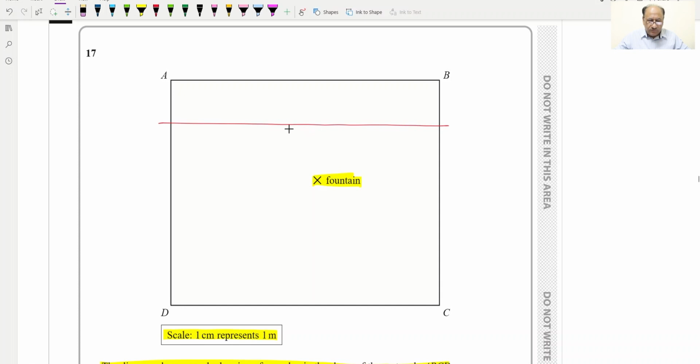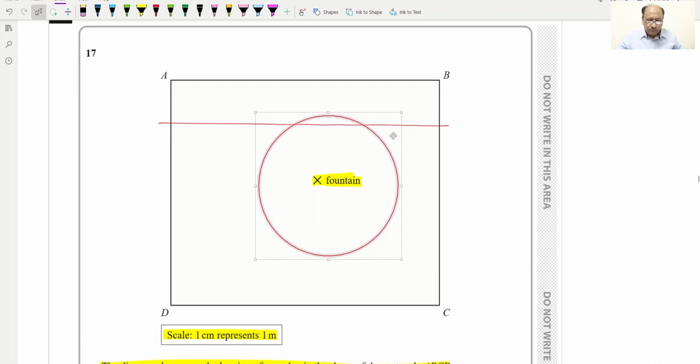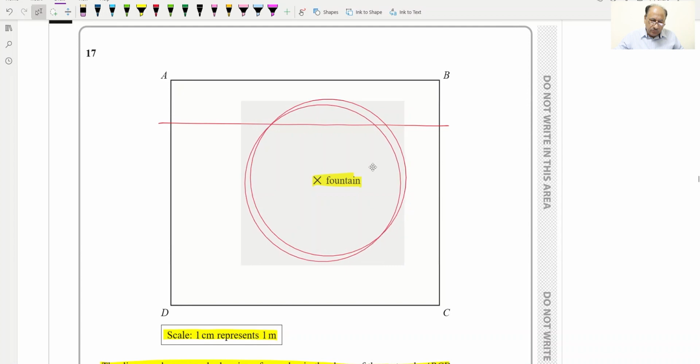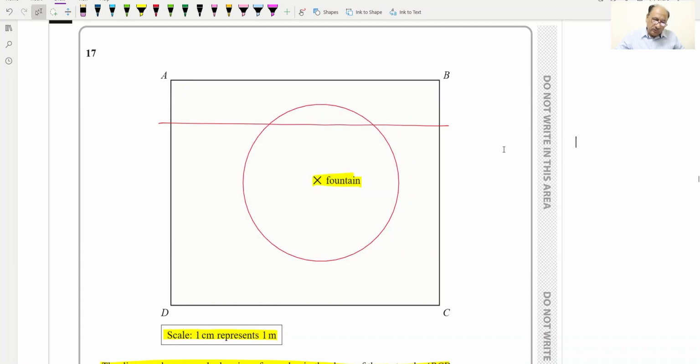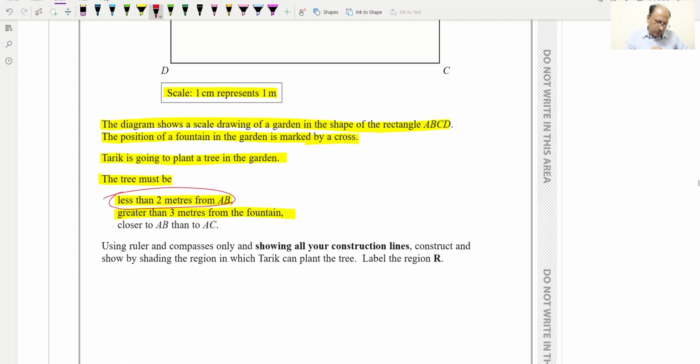So from this circle, from this center, we will take the fountain should be over here. So a 3 centimeter circle we have to take. I'm just roughly taking this drawing, but you have to practice on the printed page for accurate drawing.